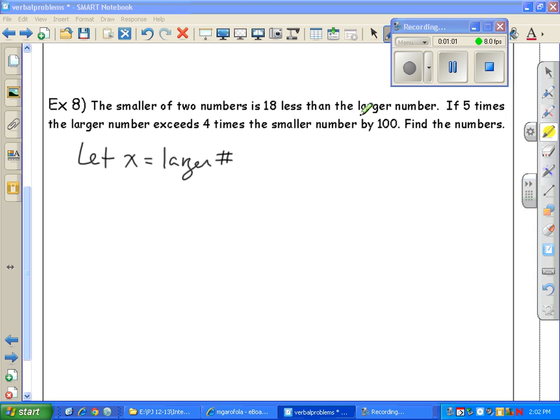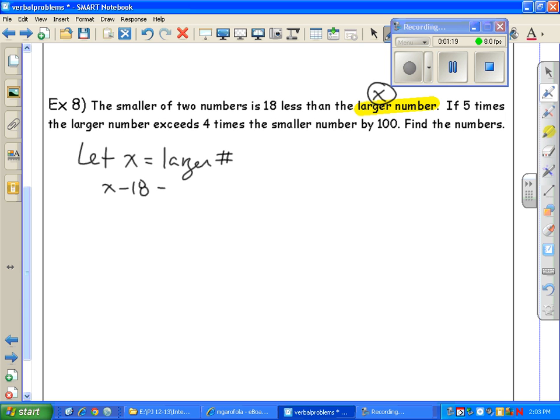Notice how it comes at the end of the sentence. That's the hint I was giving you in class today. So if x is the larger number, the smaller number is 18 less than the larger, and the larger is x. So if the larger is x, the smaller is 18 less than x, we would write that x minus 18 could represent the smaller number.